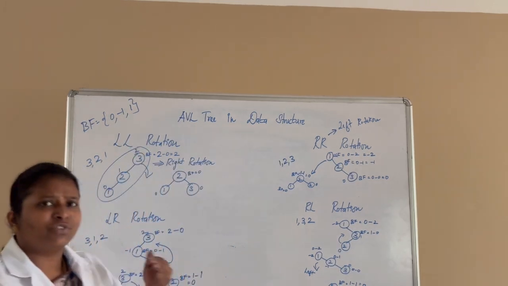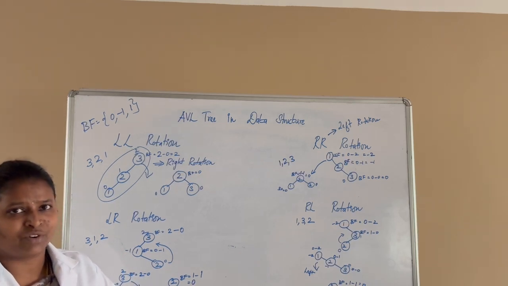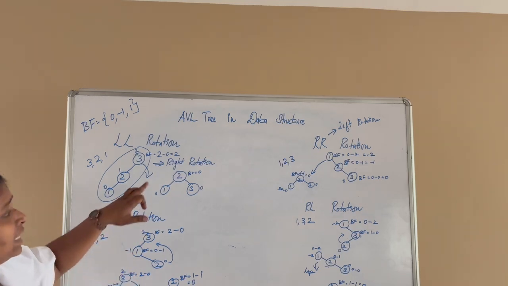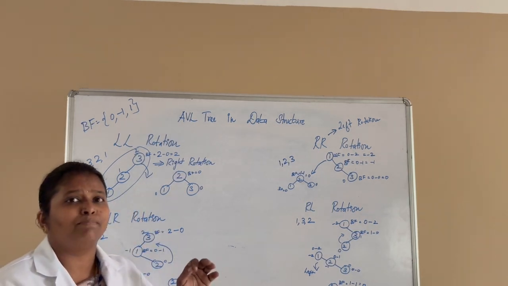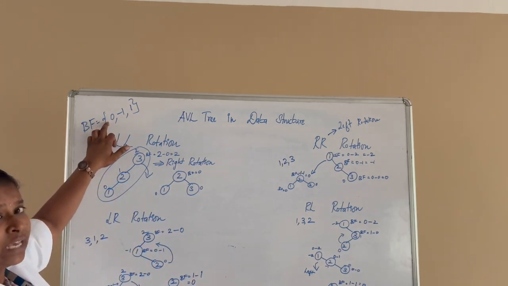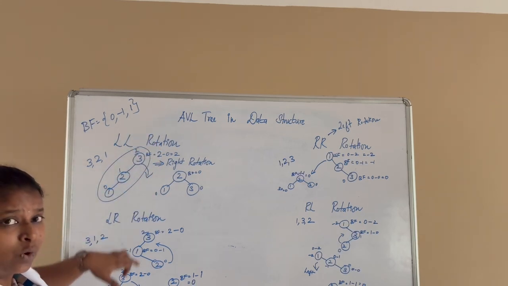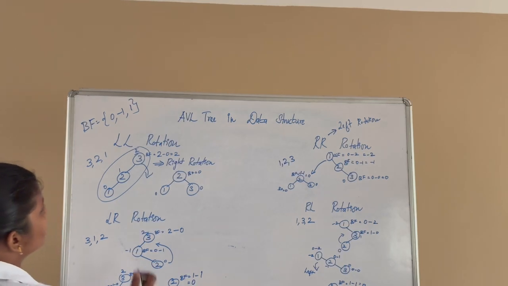For performing insertion and deletion operations in an AVL tree, after inserting or after deleting, you have to check the balance factor for each and every node. If the tree is not balanced, that is, if it is not within the range of 0, minus 1 or 1, you have to perform the necessary rotation in order to make the tree balanced. So what are the rotations we have?